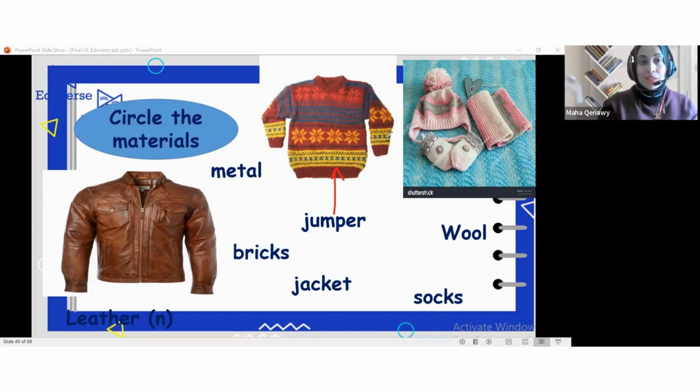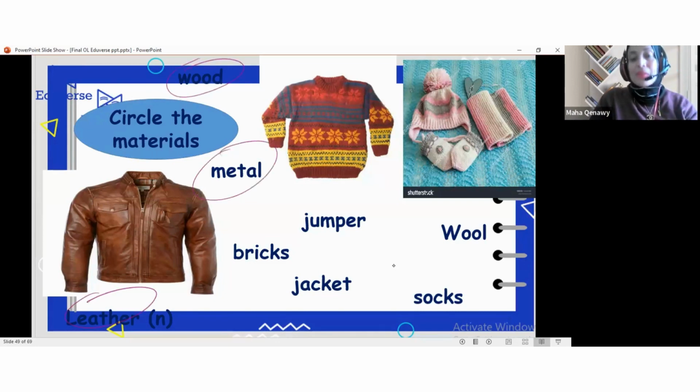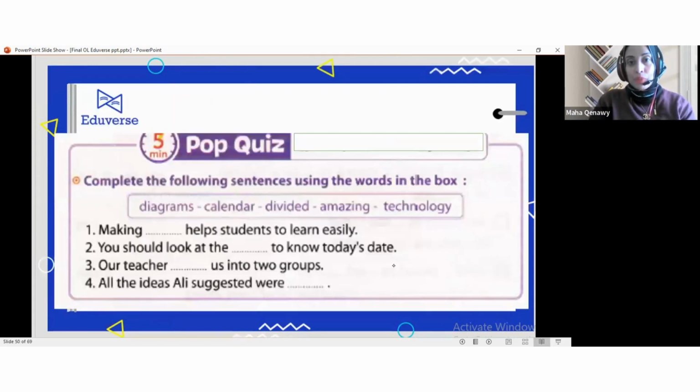Are they materials? No, they are objects you wear. But the material is what the thing is made of or from. For example, this pullover Miss Maha is wearing is made of wool. Wool is the material. What are the materials here? Yes, exactly. You're right. Leather is a material. What else? Metal is a material. Cars are made of metal. What else? Bricks. Walls and buildings are made of bricks. Wool. Yeah, these objects for the baby are made of wool.